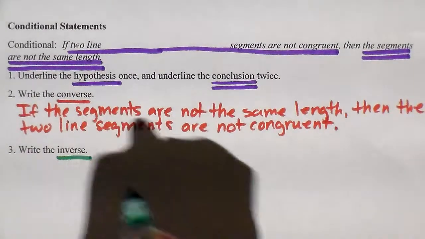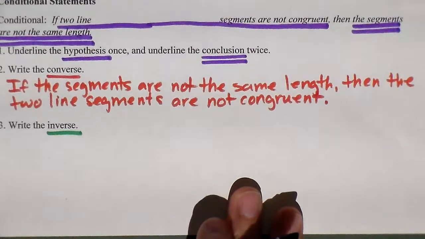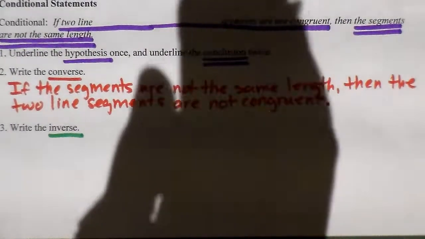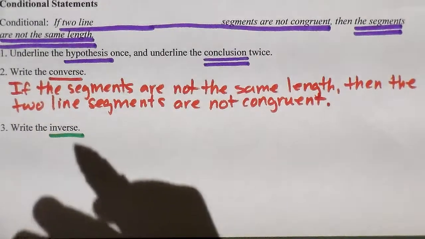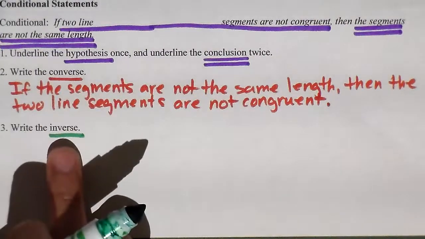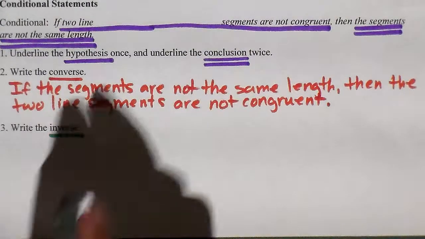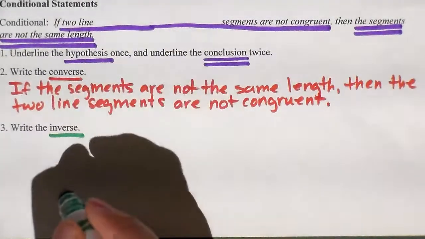All right, the inverse. Whenever you invert something, you just negate it. You just take the opposite of it. When you're thinking it is, it becomes it isn't. It was becomes it wasn't. It will becomes it won't. So for the inverse, we go back to the original statement, and we're going to negate it.